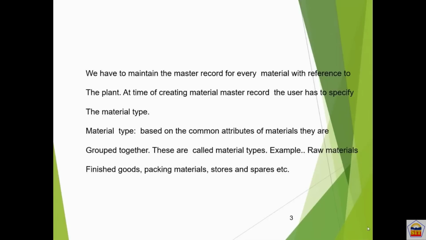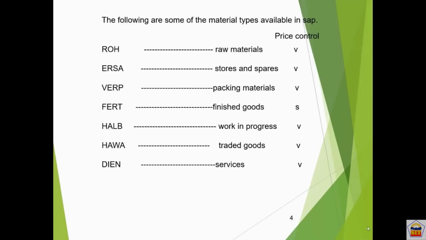If you remember, the way we use the GL account group, vendor account group, customer account group for creating the GL master data, customer master data, and the vendor master data, same way for creation of the material, we will be taking the reference of the material type. Similar types of material we group together based on the common attribute of the material. So we will club these materials which are common. These are called material types, like raw, finish, packing, store, spares.